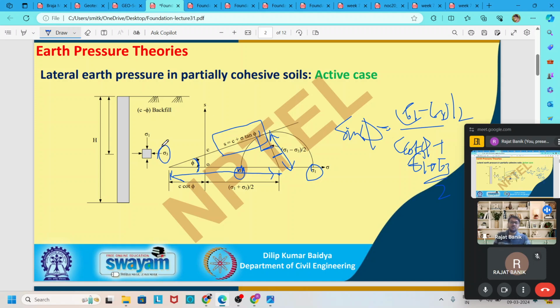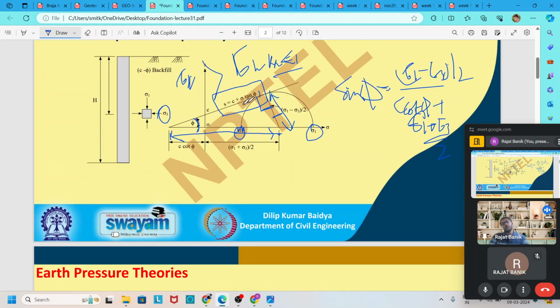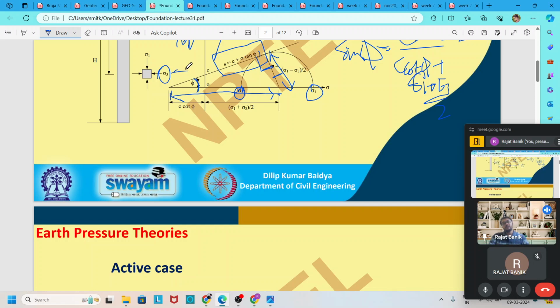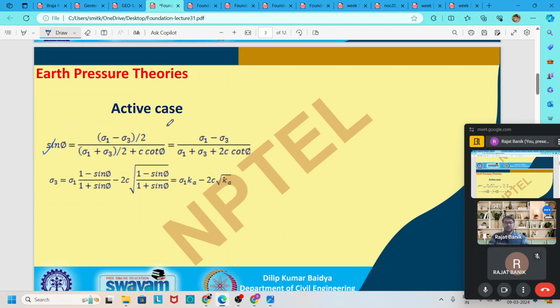Sigma 3 is the horizontal pressure, because in the active case sigma 1, the vertical stress sigma v, is greater than the horizontal stress, because the coefficient of active pressure Ka is always less than 1. So sigma 3 is the horizontal stress and sigma 1 becomes the vertical stress. So we have to find sigma 3. So sigma 3 is equal to sigma 1 Ka minus 2c root Ka.